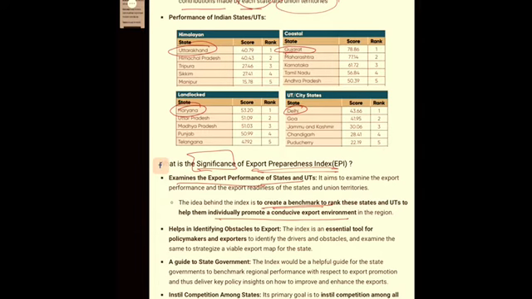Helps in identifying obstacles to export. What are the obstacles? It is identified by creating an essential tool for policymakers and exporters to identify the drivers and obstacles and examine the same to strategize a viable export map for the state. A guide to the state government. This index acts as a guide to the state government to benchmark the regional performance with respect to export promotion and thus deliver key policy insights on how to improve and enhance the exports.